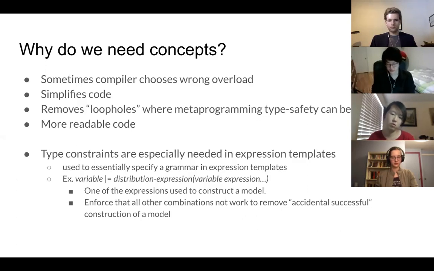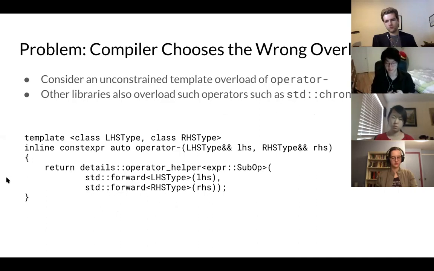But in expression templates especially, type constraints are needed, and it's similar to how we define a grammar in a language. All of that rule is actually stored within the types. As an example, when we write something like variable bar equals some distribution expression, which can depend on other variable expressions, we want to forbid users from writing an expression that compiles if any one of those three things does not fit a certain constraint. This is similar in spirit to how a compiler generates syntax errors.